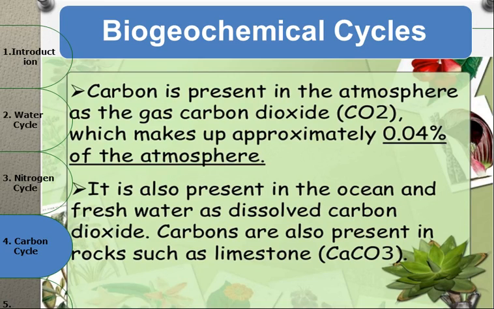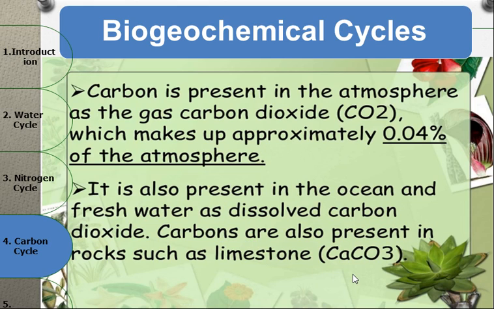So in the series of biogeochemical cycles, now we will discuss the carbon cycle. Carbon is present in the atmosphere in the form of carbon dioxide, which makes up approximately 0.4% of the atmosphere by volume, and it is also present in the ocean and fresh water as dissolved carbon dioxide, and in rock such as limestone.